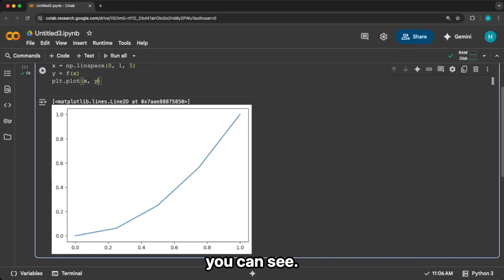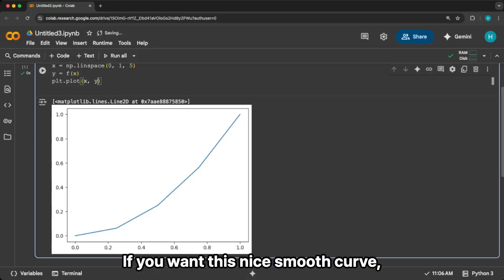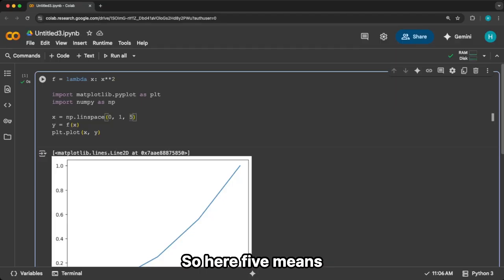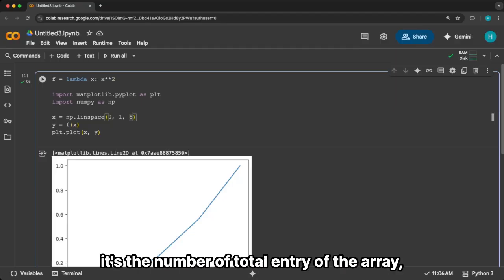So this is the figure you can see. There's a break, a sharp corner here, right? Because I have 1, 2, 3, 4 splittings of my interval. If you want a nice smooth curve, what do you do? You take a lot more points, right? Here 5 means the number of total entries of the array.